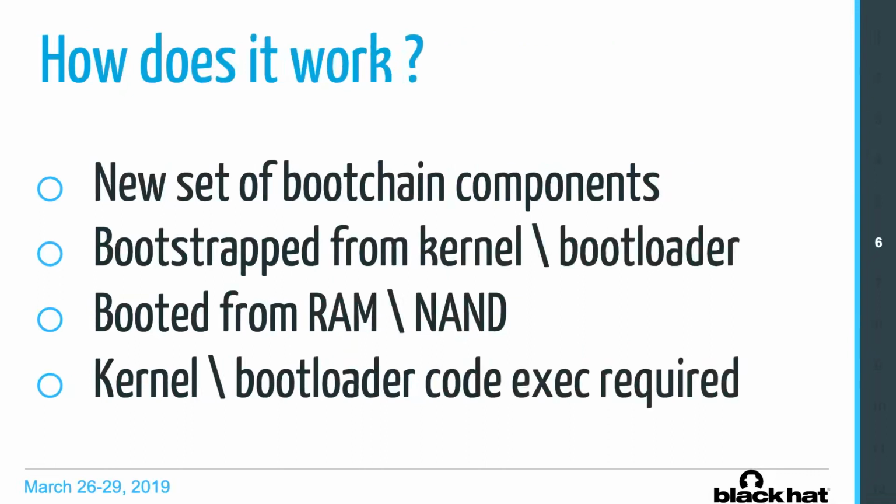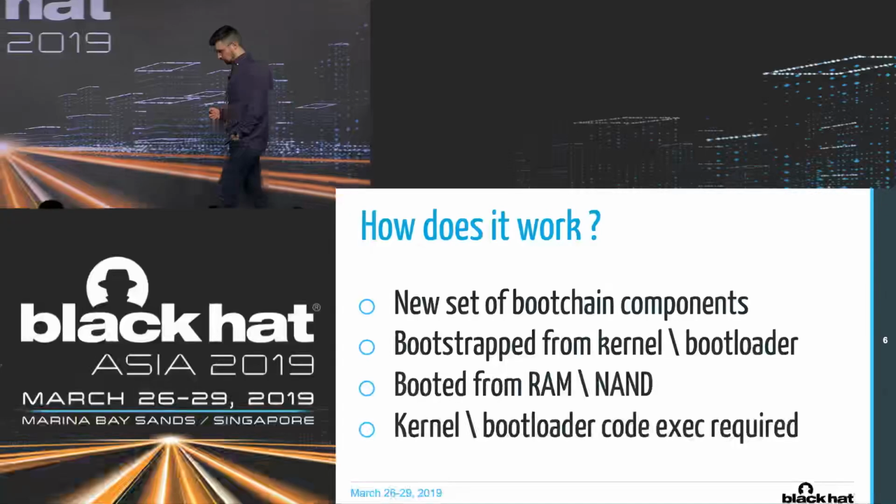How does it work? The bad news: we need to create a new set of boot chain components, pretty much the bootloader, the kernel, the modified file system, and sometimes the device tree. The good news is that we can bootstrap our second system from RAM itself or from NAND. For this purpose, the kernel or another bootloader can be used. And of course, we need kernel or bootloader level code execution.